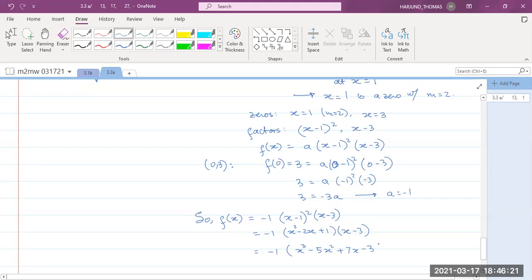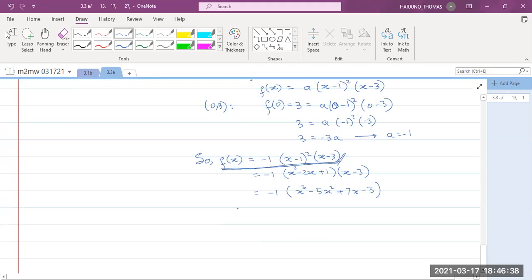Okay. Now our textbook actually gives us this answer in factored form. But if you want that to be in general form, it will be -x cubed plus 5x squared minus 7x plus 3. Okay, that's the general form.